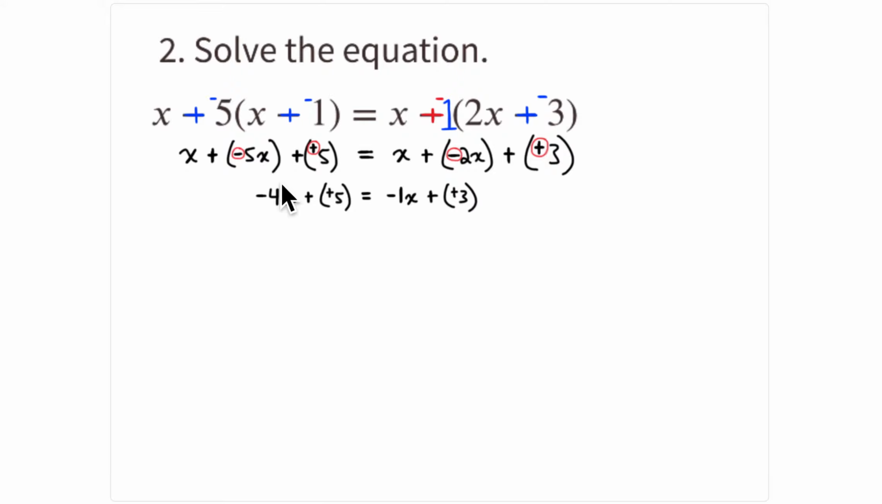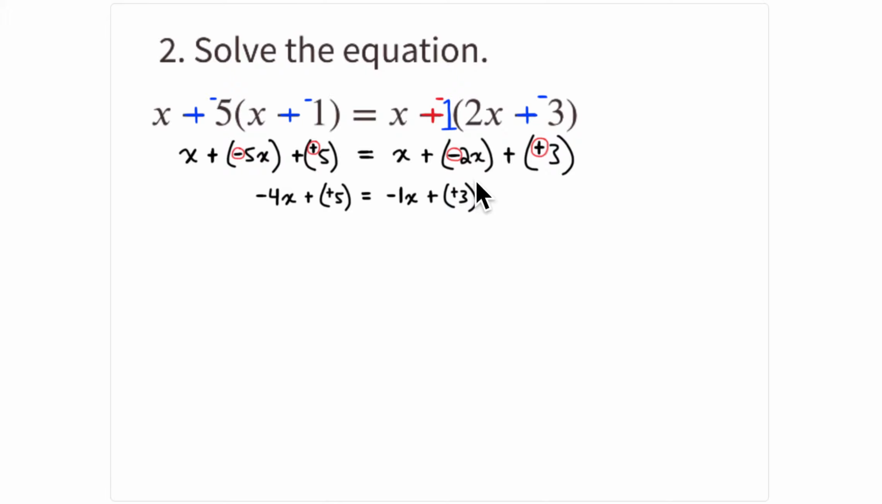Now I notice that if I add a positive 4x to get rid of this negative 4x, that's going to make this side positive x's because I'm going to have more positives than negatives. So I want to move in that direction. I want the x's to be positive. So I'm going to add a positive 4x to get rid of this and add a positive 4x here.